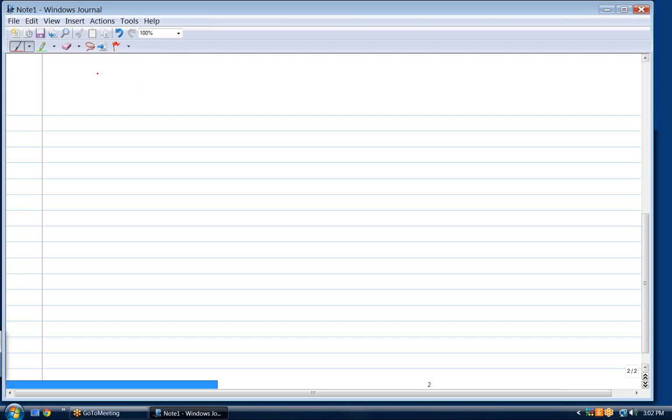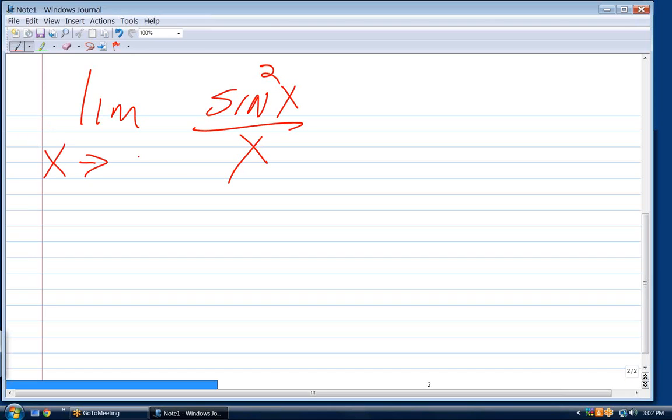So the first one is sine squared x over x, as x goes to 0? Yeah. Notice, first of all, let's talk about limits, because they're very new to you, I'm sure. In other words, limits is what separates calculus from all math that comes before it.